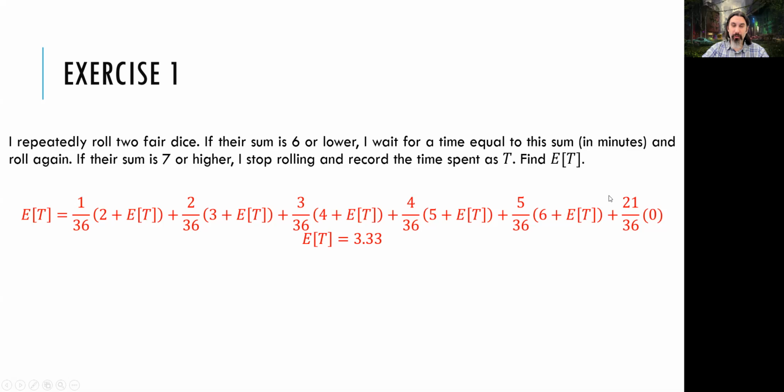If you roll 7 or higher, the game ends, so you don't spend any time: 0. The E[T] total, at least, will be subtracted from this one, and we're going to get the E[T] value as 3.33, or 10/3. Now, this is the average waiting time, the mean waiting time.